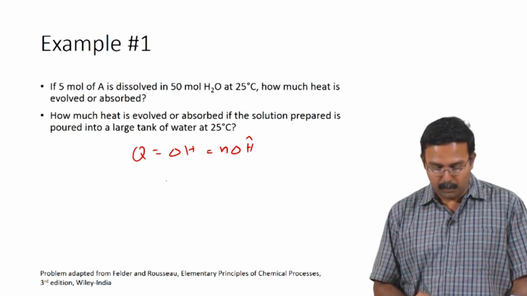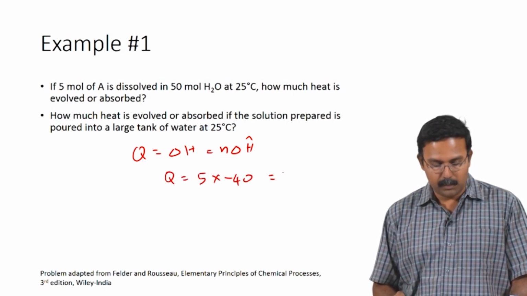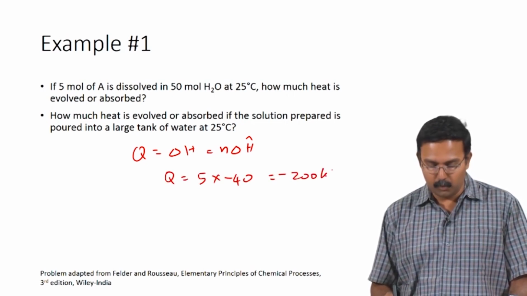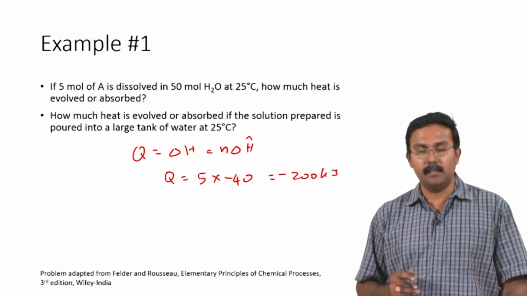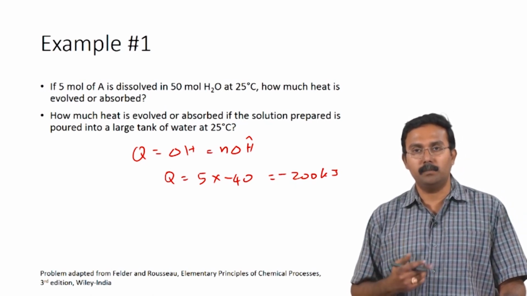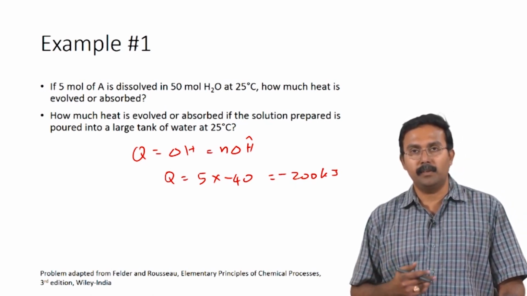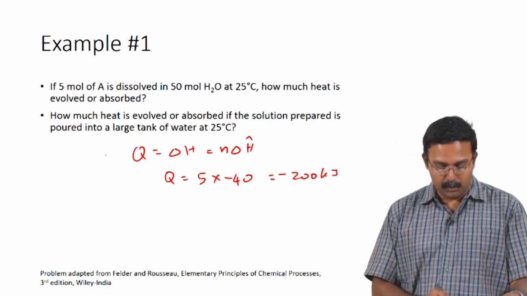So, this would mean Q equals 5 times minus 40, which is minus 200 kilojoules. So, Q here is less than 0, which means heat is not supplied, heat is removed from the system or released from the system. You have 200 kilojoules of heat which is released from the system while the solution is being prepared. So, this is the second part.